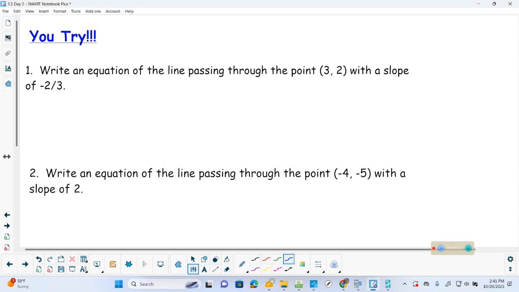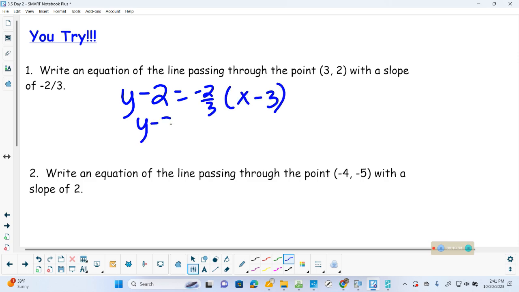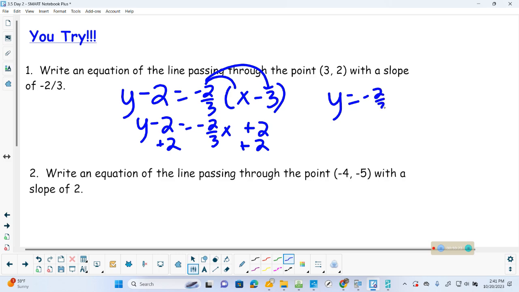All right, here we go. Let's set up this first one. So y minus the y coordinate, 2, equals our slope, x minus the x coordinate. Now let's test our fraction skills. What's negative 2/3 times negative 3? Positive 2. So last thing you have to do, of course, is add the 2 over. So we're going to end up with a final answer of negative 2/3 x plus 4.